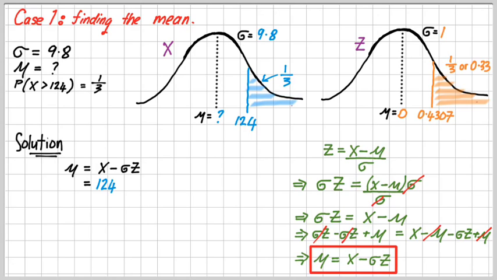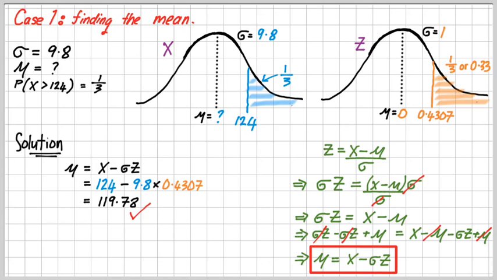And there's the x value, 124. I'm going to subtract the standard deviation times my z value. And I'm left with 119.78. And that's my mean. If you wish to check your answer, you can plug in the value of the mean and the standard deviation of 9.8 and use whatever method you need to confirm that we get 1/3. So that's finding the mean.